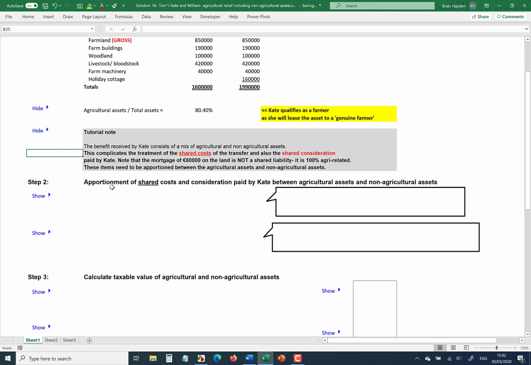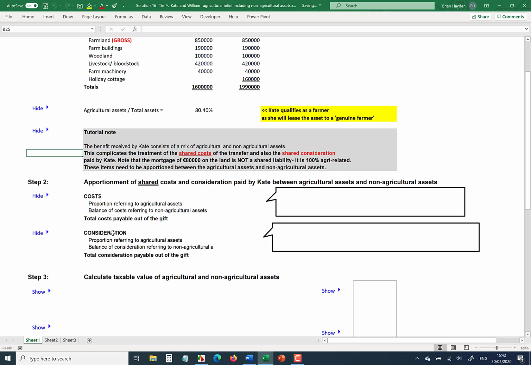Okay, so in this next part I go through the apportionment procedure to get the shared costs and the shared consideration paid by Kate. So we've got costs to split up, and we've also got consideration to split up, and you can see in my solution I look at the proportion referring to agricultural assets and the balance referring to non-agricultural assets.